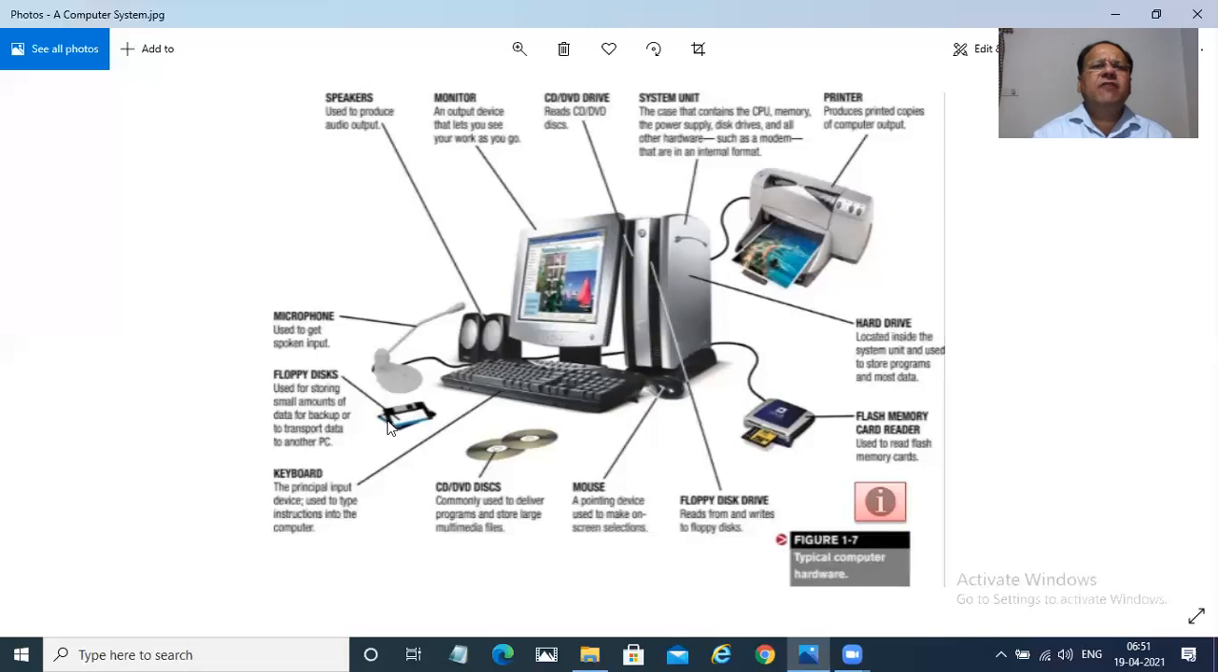Then you have the floppy disk, which many of you may have seen as they are obsolete, but still they are very much available in the market. However, they store very little information, and also the processing being slow, they are nowadays no longer being used much.